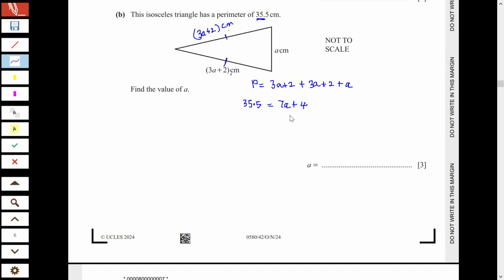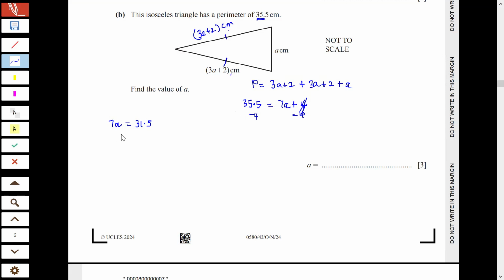Now, since we're expected to find the value of a, we need to get rid of the 4. So I'm going to subtract 4 from both sides. If you subtract 4 from both sides, then this is off. So we're going to have 7a equal to 35.5 minus 4, which gives us 31.5. So we have 31.5.